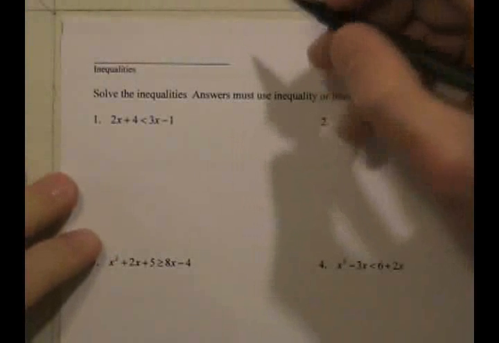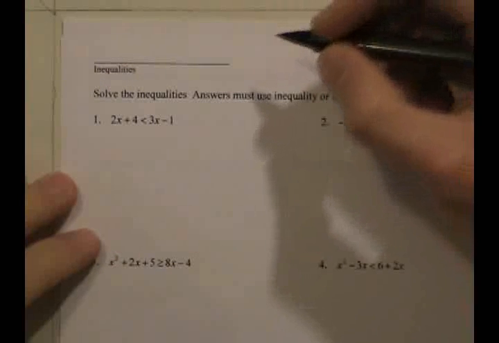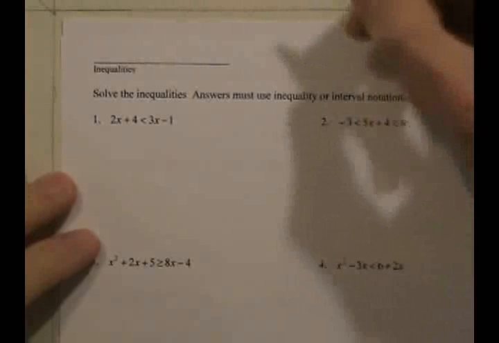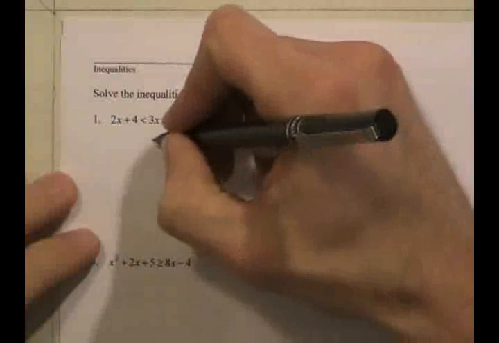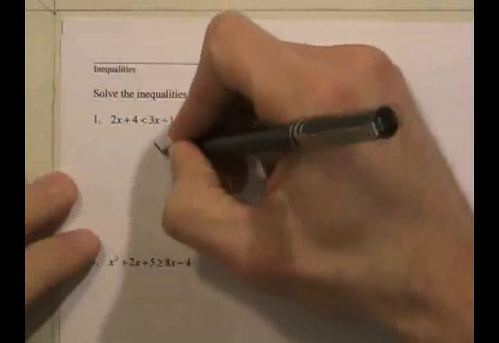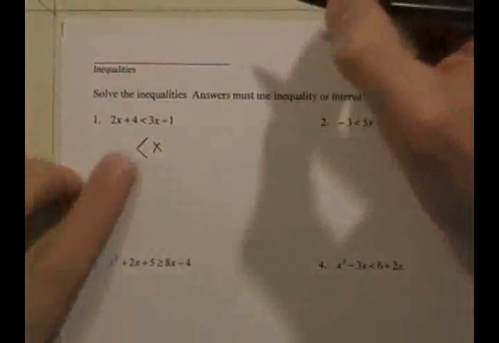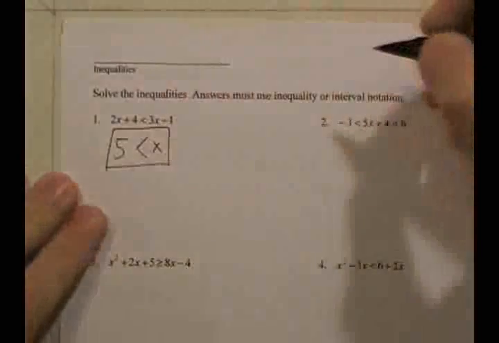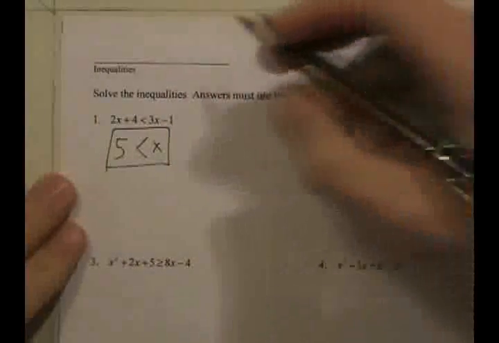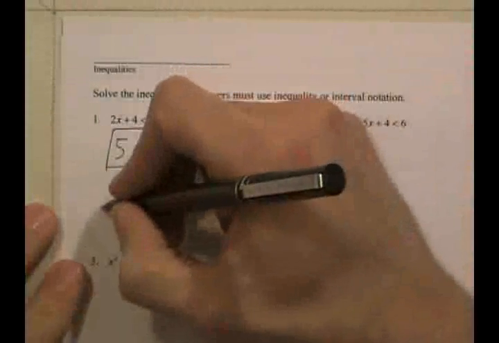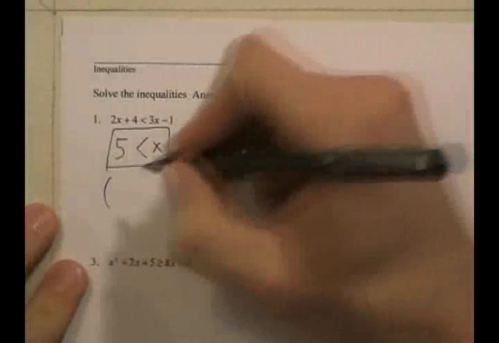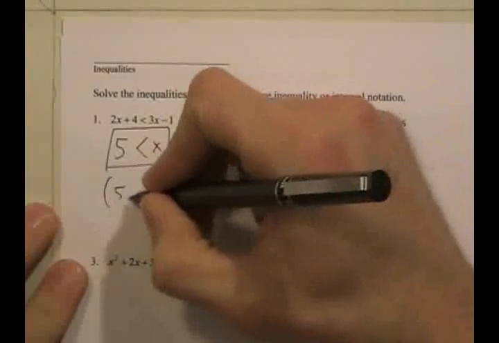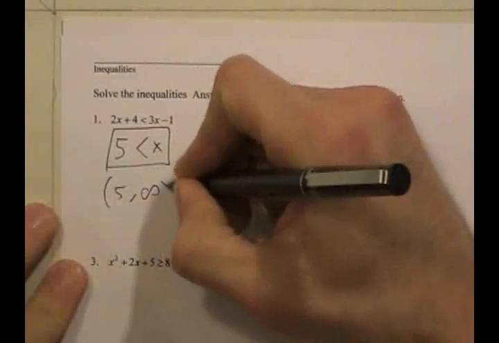So I'll subtract 2x from both sides, and I'll add 1 to both sides, and that'll give me 3x minus 2x is just x, and 4 plus 1 is 5, and the answer is right there. It's 5 is less than x, or x is greater than 5. In interval notation, it would be 5 to infinity.